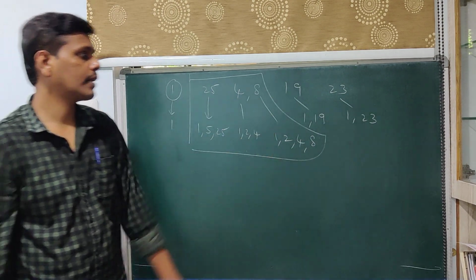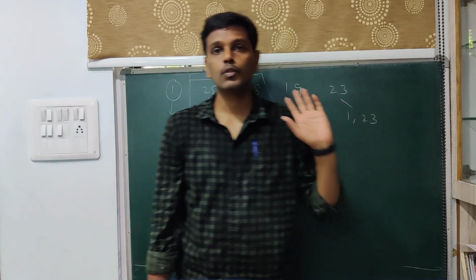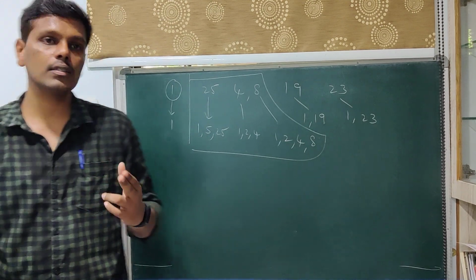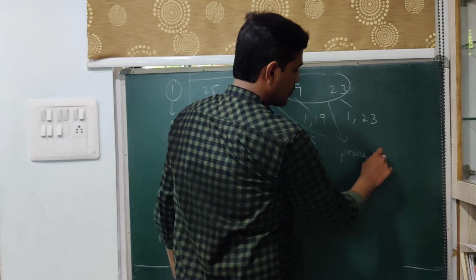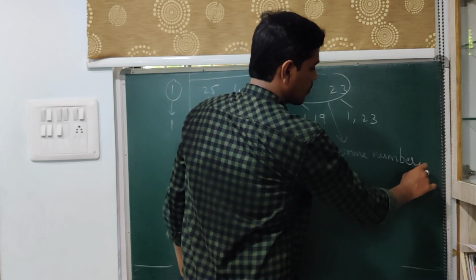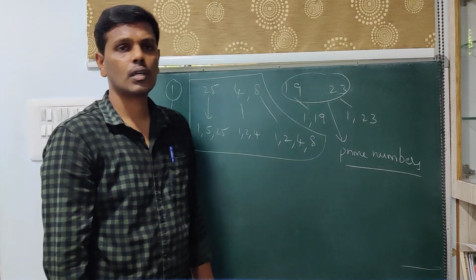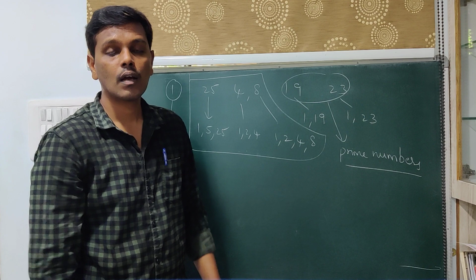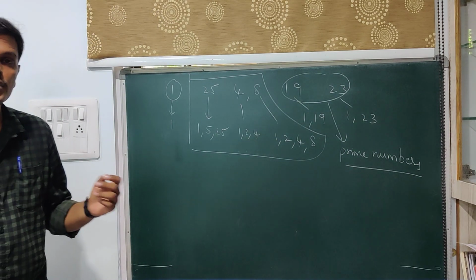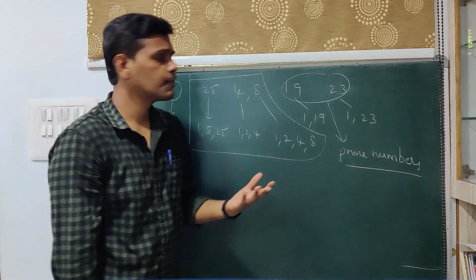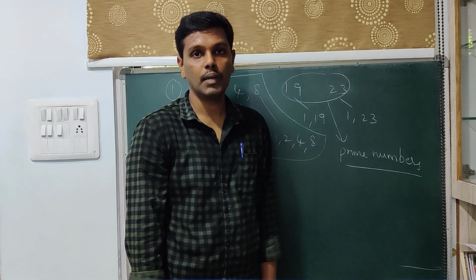19 has only two factors, 1 and 19. 23 has only two factors, 1 and 23. Those numbers which have only two factors, we call prime numbers. That is, any number greater than 1 which has 1 and itself as factors, we call a prime number. I repeat again: any number greater than 1 which has 1 and itself as factors, we call a prime number.